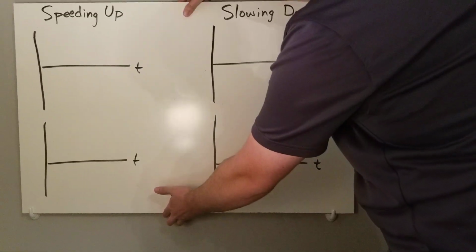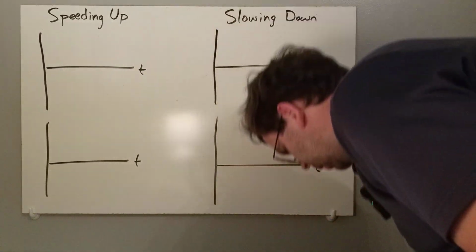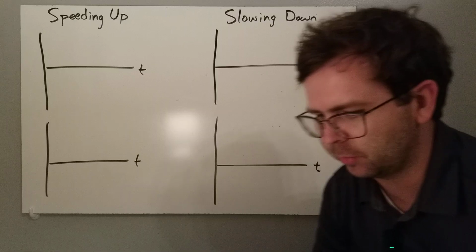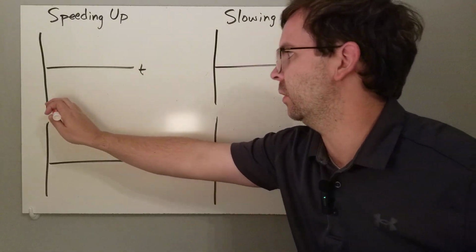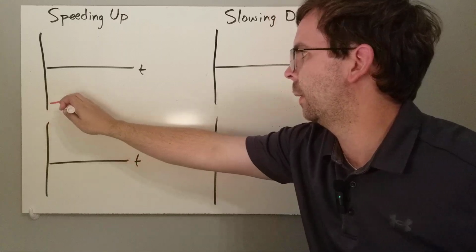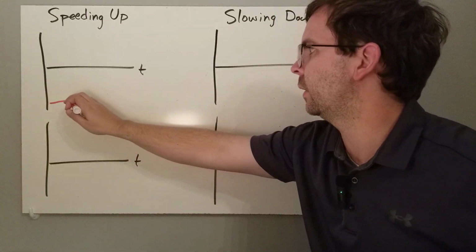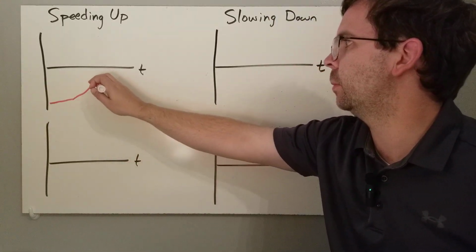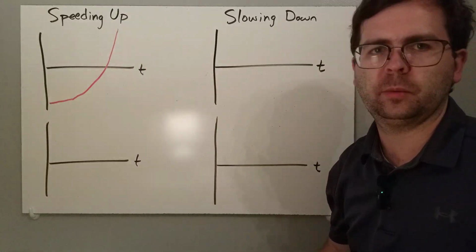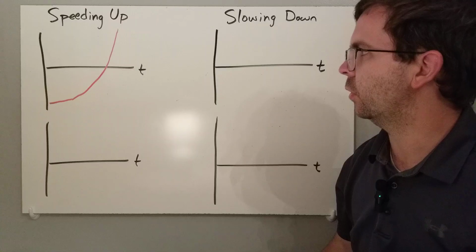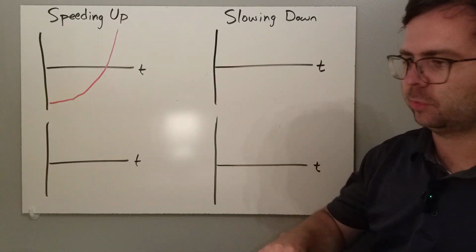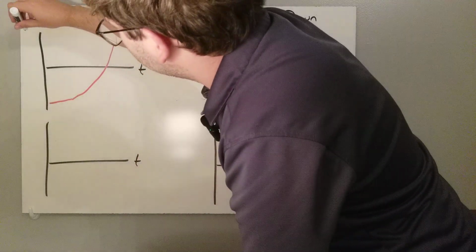All right, let's look at some other examples. What if an object is speeding up? For a position versus time graph, an object speeding up means it starts out with a relatively low slope, not much, but then that slope gets steeper and steeper and steeper, causing a parabola type shape, or just a shape that gets steeper.